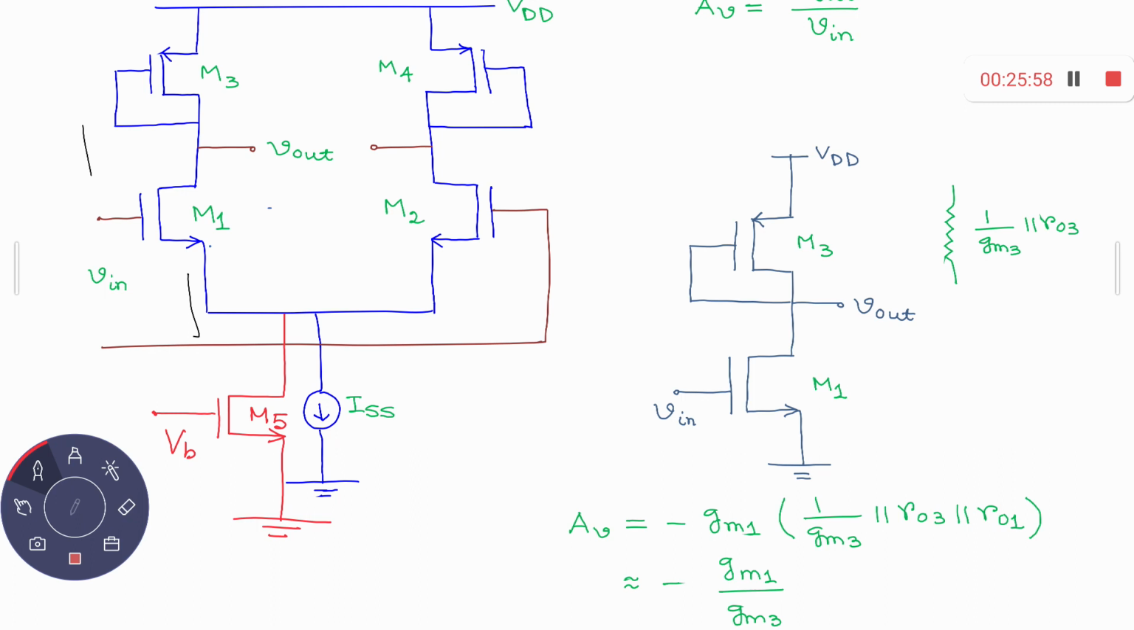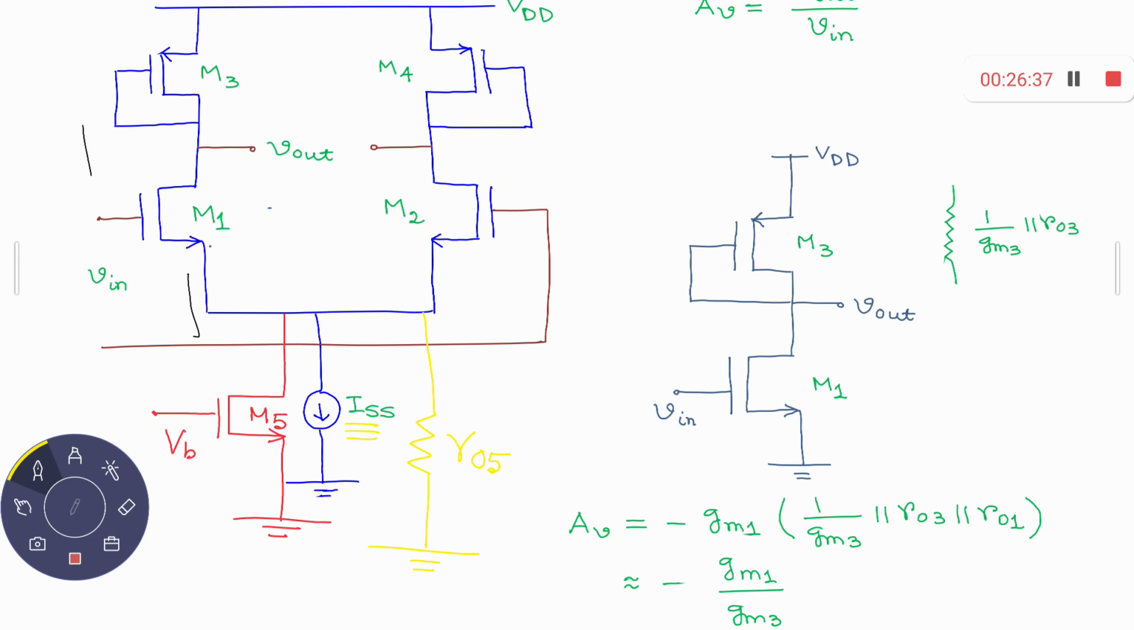So it's not an ideal one. You have some ro, typically. This is equivalent to having some ro5, corresponding to the output resistance of this current source. So that is the differential case. In this particular case we have just neglected that.